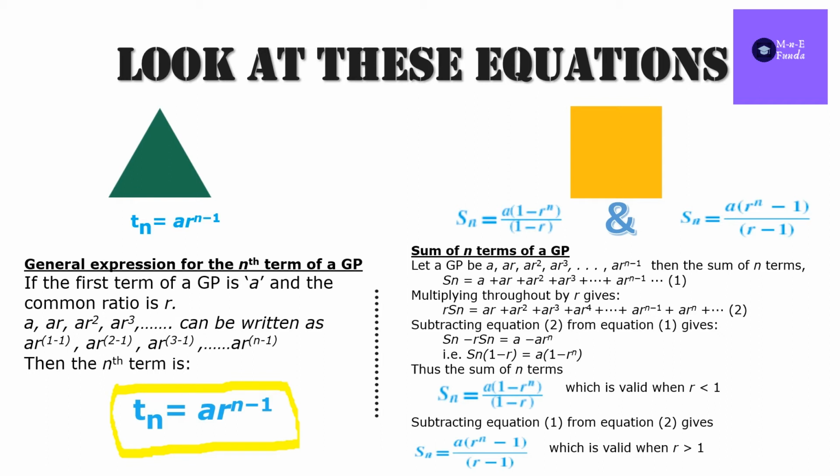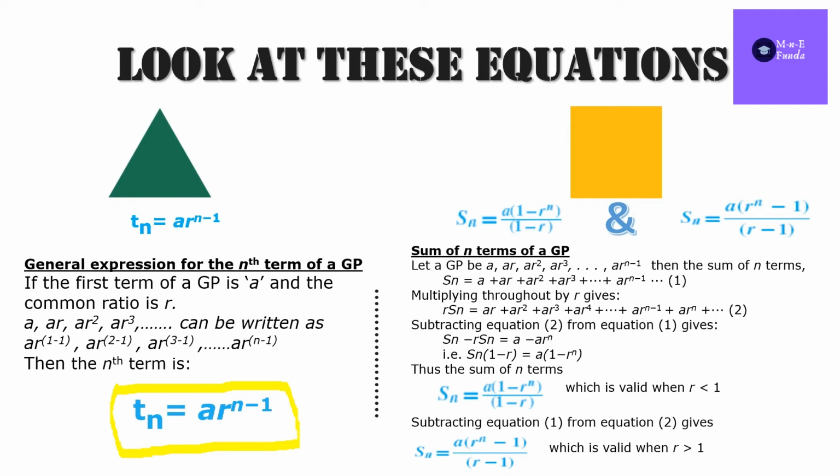So this is very important. You have to remember this expression: Tn equal to AR to the power n minus 1. Now, like AP, we have to find out the sum of n terms in GP. So take the series like this: A, AR, AR square, AR cube, up to AR to the power n minus 1, and for the sum of n terms, Sn equal to like this.